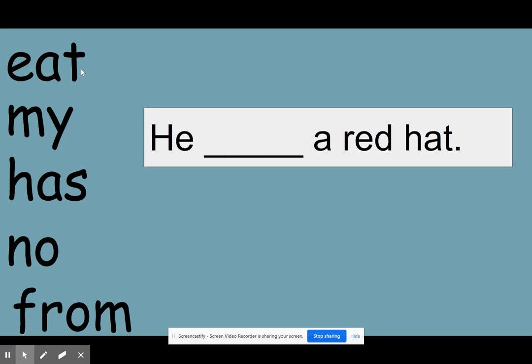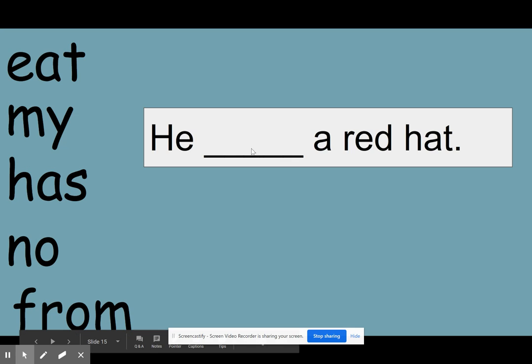And so go try each of these words. The first one is eat. He eat a red hat. My. He my a red hat. Has. He has a red hat. No. He know a red hat. From. He from a red hat. So eat, my, has, no, from.